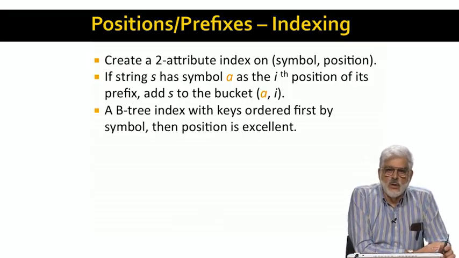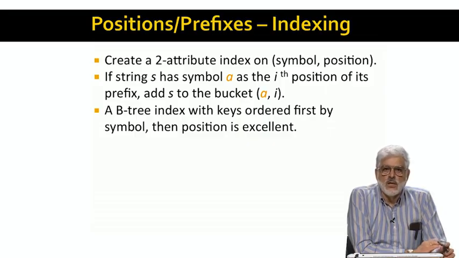Incidentally, we still recommend a B-tree indexed by keys A,i, ordered first by the symbol A and then by the position i. But there are many suitable forms of index structure, and the important thing is that given A and i, we can get to the bucket for A and i quickly.